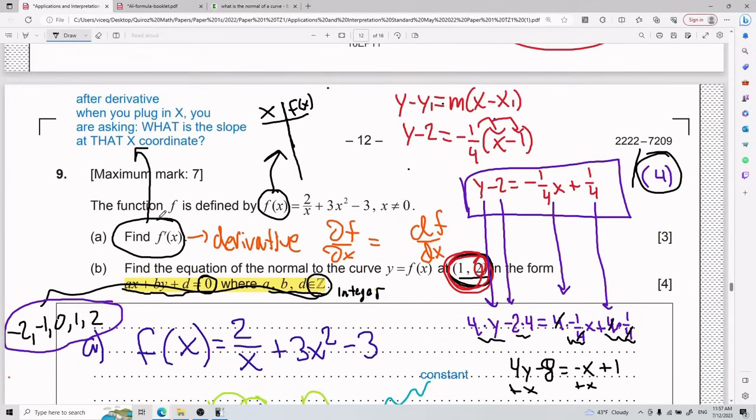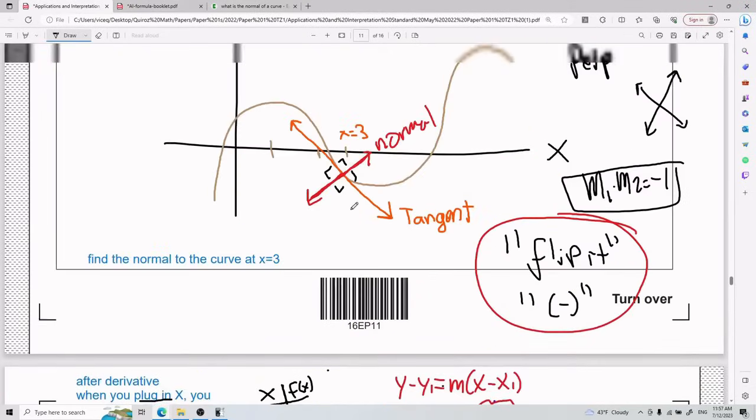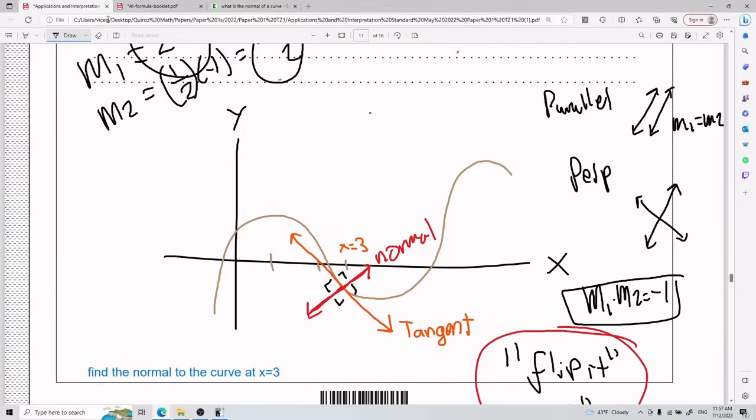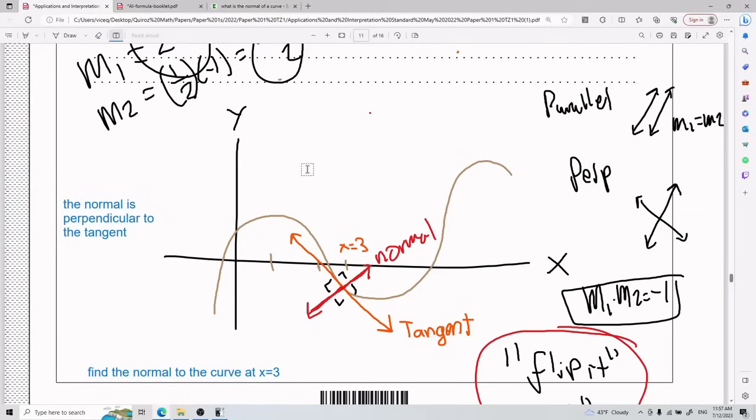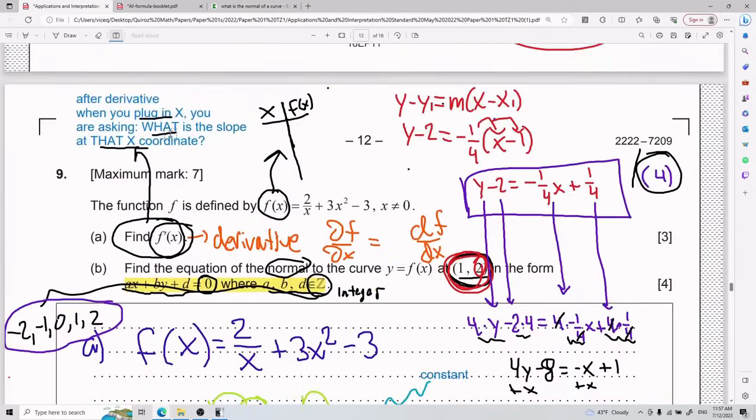Again, keep in mind how the derivative works, how it can be written as well, right? Understanding that when you plug in x, you're asking what is the slope at that x coordinate. It's a little bit different. And lastly, the equation of the normal is this weird thing which is perpendicular to the tangent. If you want to memorize it that way, the normal is perpendicular to the tangent. I'm not saying that it's intuitive, but I am saying that you have to know it. That is for number 9.